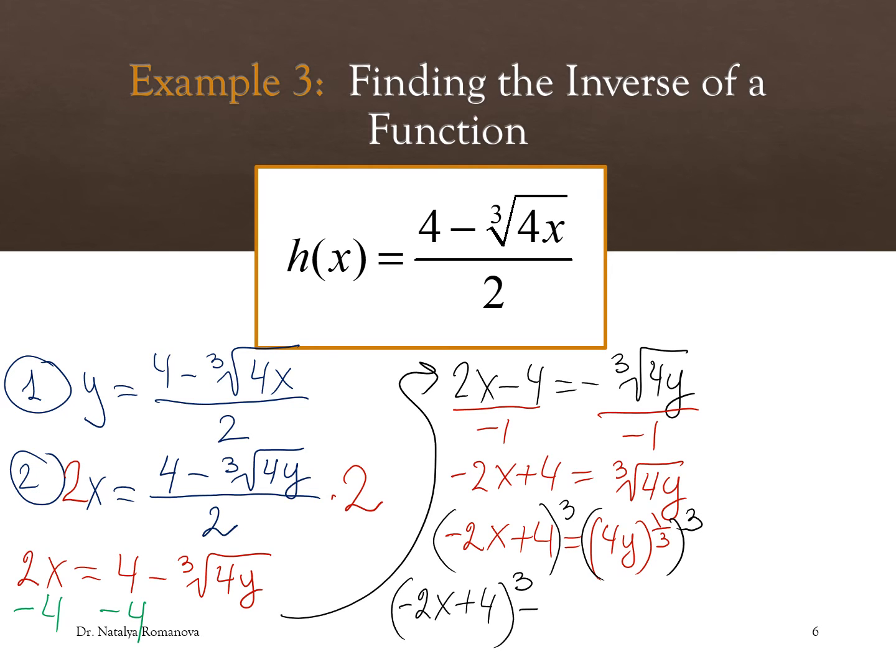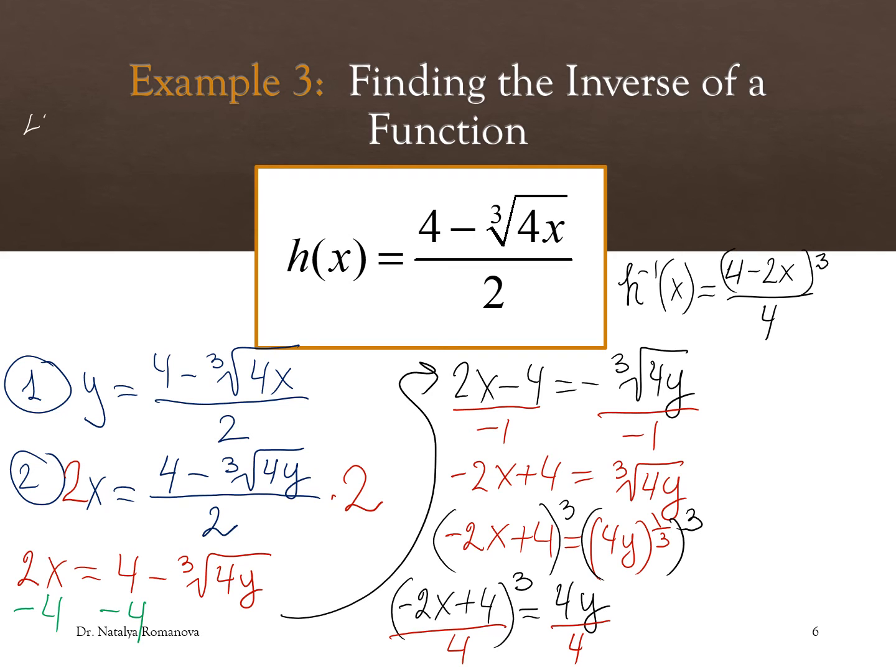cubed equals 4y. Next step, we divide both sides by 4, and we can write our answer. We replace y with f inverse of x, but we have h, so carefully we write h inverse function. It would be (4 minus 2x) cubed over 4. But we can simplify a little bit.